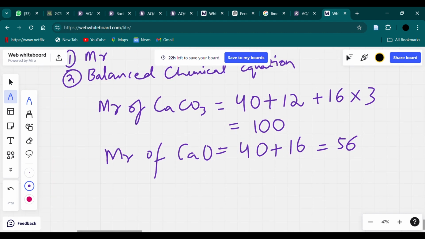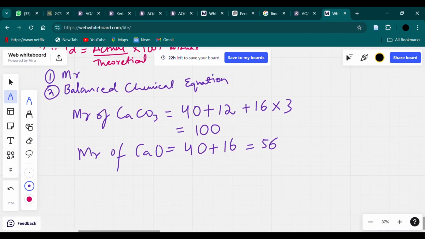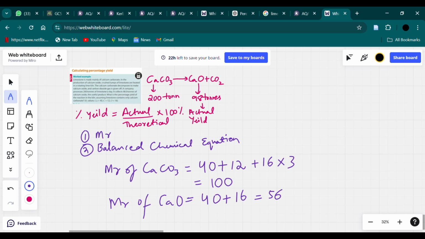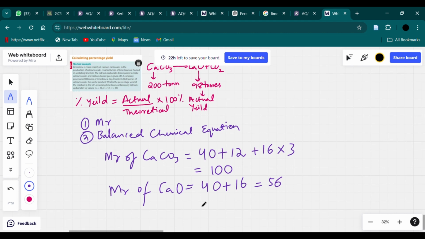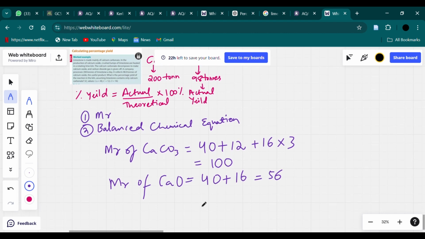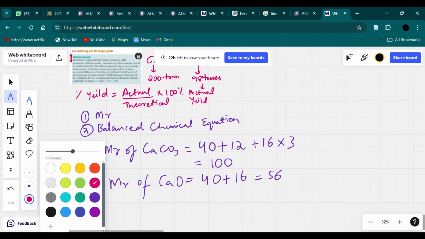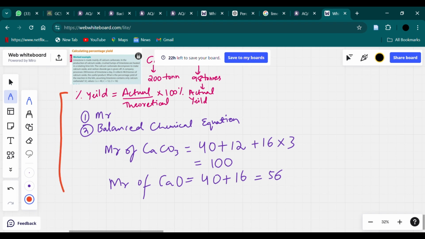So we have the balanced chemical equation. Now that we have found the molar masses of the reactants and the products, we can easily find the theoretical yield. So this is the first step. What is the first step here? To find the balanced chemical equation and the formula masses. So this is your first step of finding the solution.